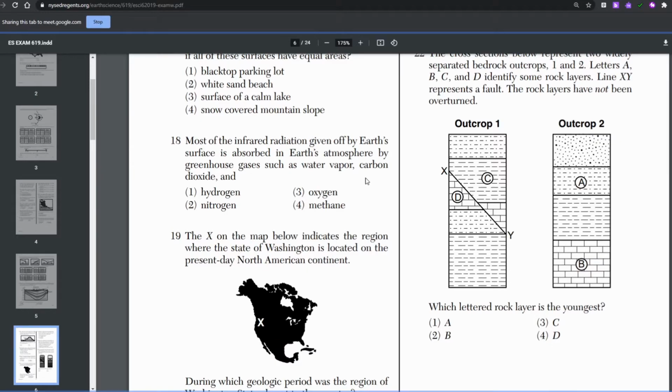18. Most of the infrared radiation given off by the Earth's surface is absorbed in the Earth's atmosphere by greenhouse gases such as water vapor, carbon dioxide, and what? So there are 3 key gases, and I'm just going to give this one to you because we didn't learn this yet, and it's kind of a memorization one.